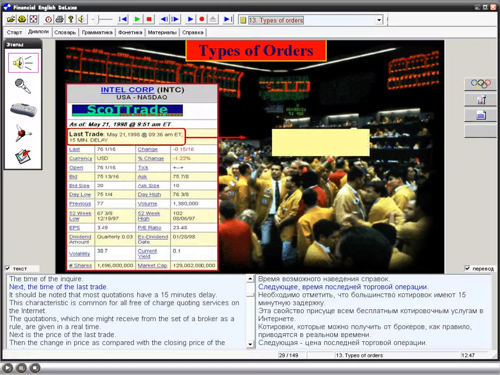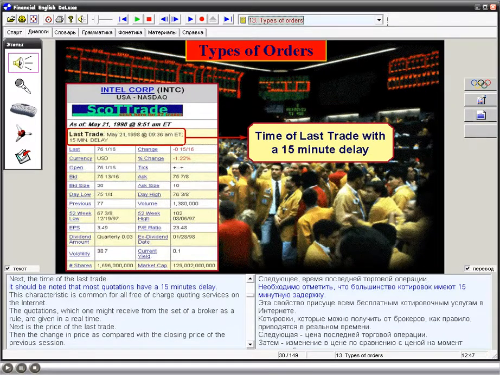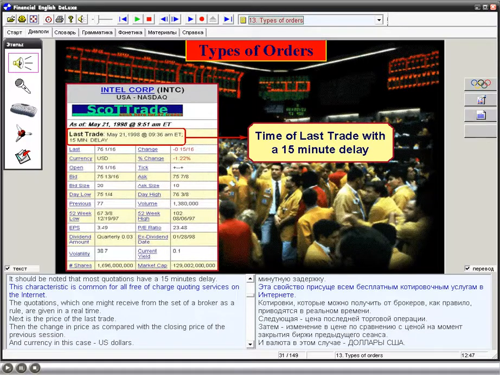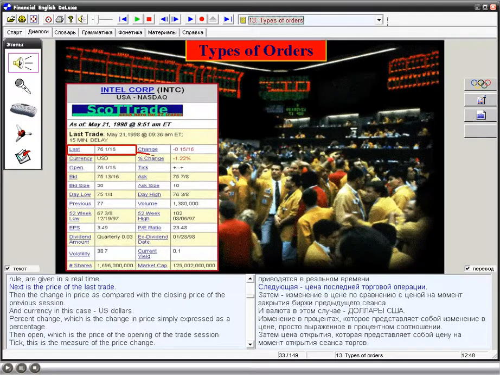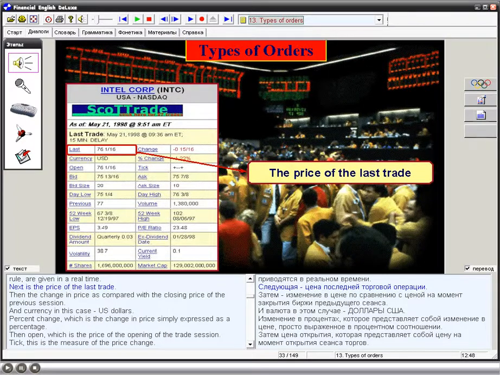Next, the time of the last trade. It should be noted that most quotations have a 15-minute delay. This characteristic is common for all free-of-charge quoting services on the internet. The quotations, which one might receive from the site of a broker, as a rule, are given in real time. Next is the price of the last trade.